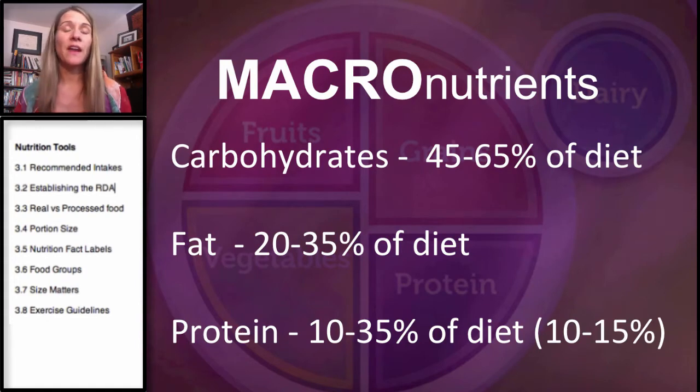Now, I was naming off vitamins and minerals, and those are our micronutrients, but what about our macronutrients? We have recommendations for each of our 3 macronutrients. Carbohydrates need to be 45 to 65% of our diet, fat 20 to 35% of our diet, and protein 10 to 35% of our diet. I have in quotes here 10 to 15%, and that's because most Americans only need 10 to 15% of their diet to be from protein.